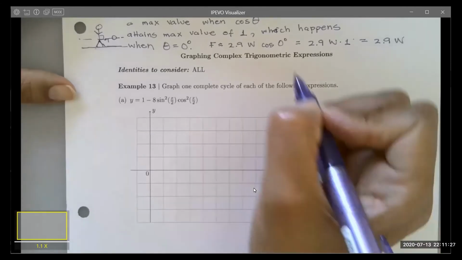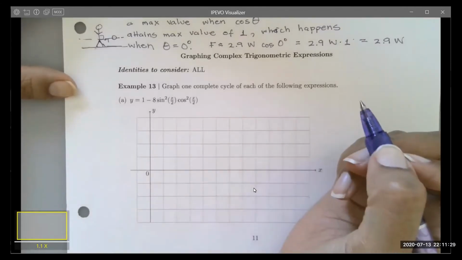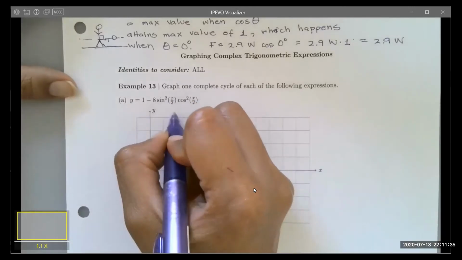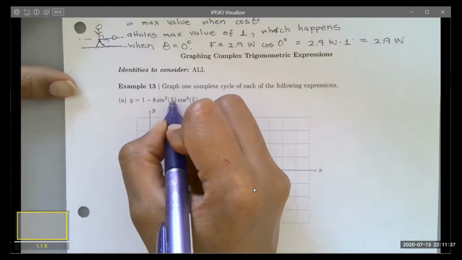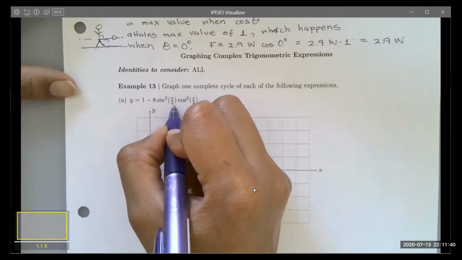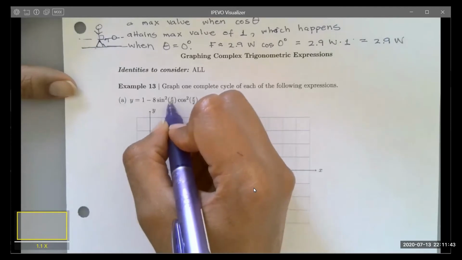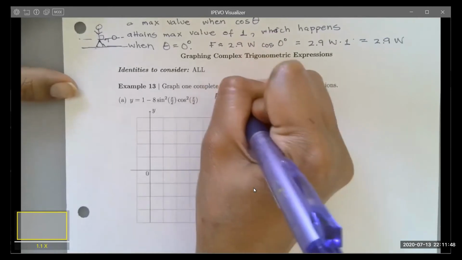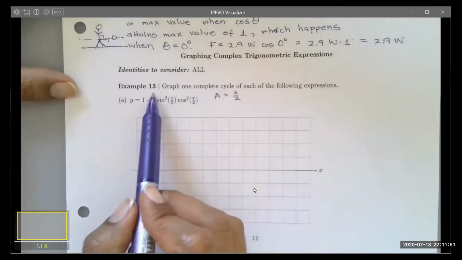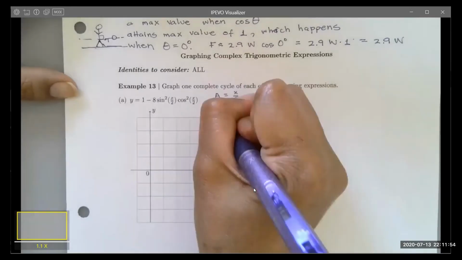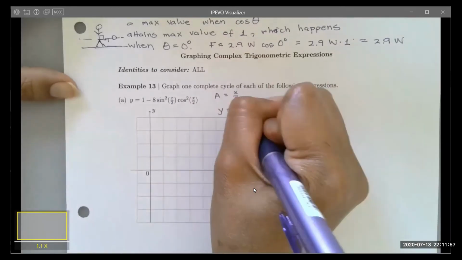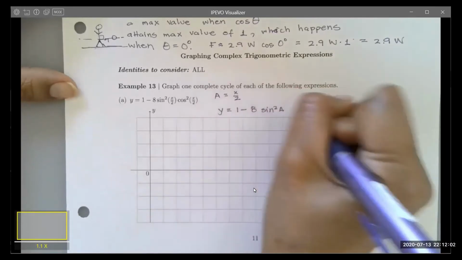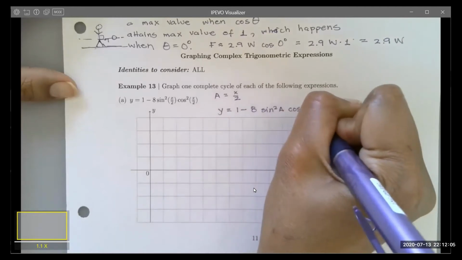Now this one's a little bit tricky, and by all means it's not intuitive at all, but first things first. Remember how I told you guys whenever there is too much going on in the argument, like if the x is being divided by a number or multiplied by a number, you can always replace it with a single variable. So in this case, I'm going to let a represent the x over 2. That way I can focus on the bigger picture of what's going on outside and simplifying that. So I'll have this become y equals 1 minus 8 times sine squared of a times cosine squared of a.